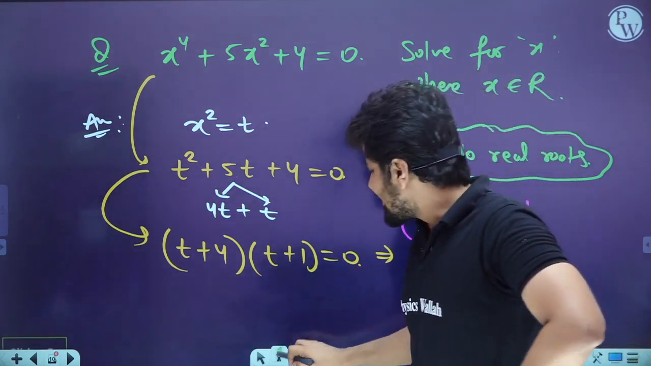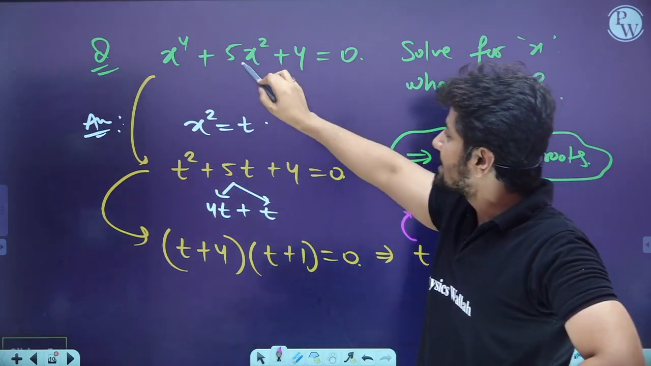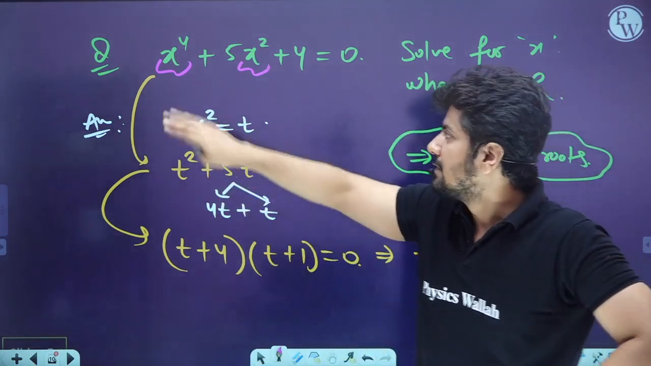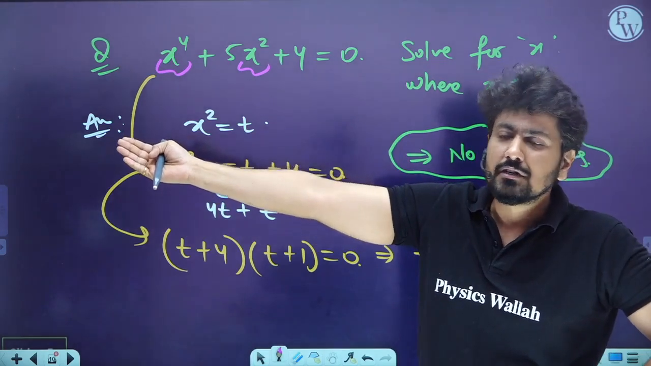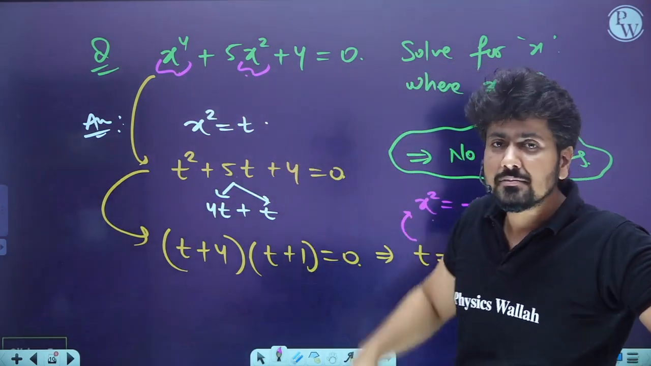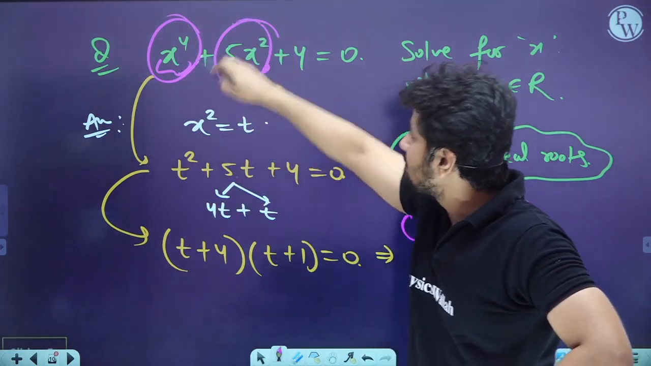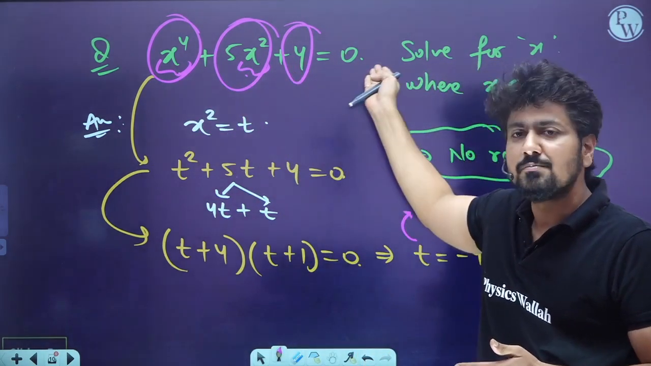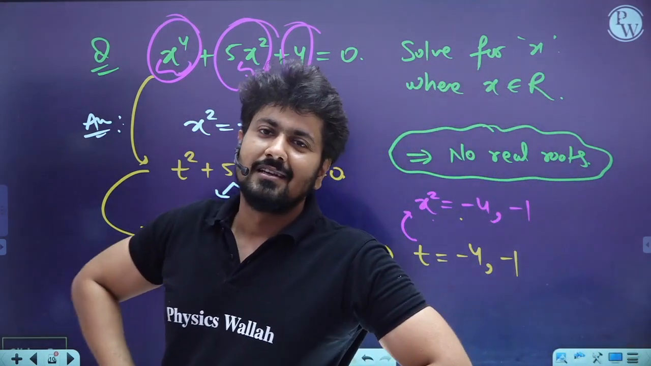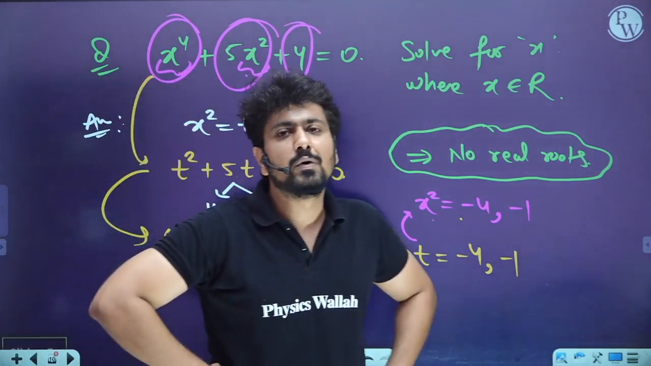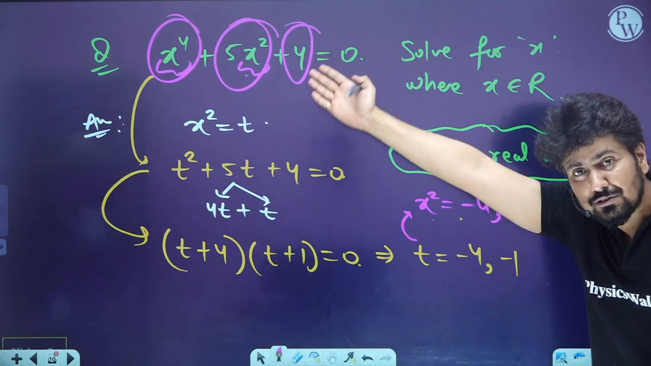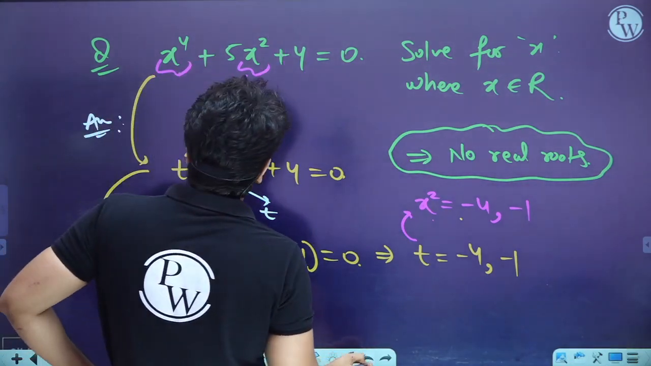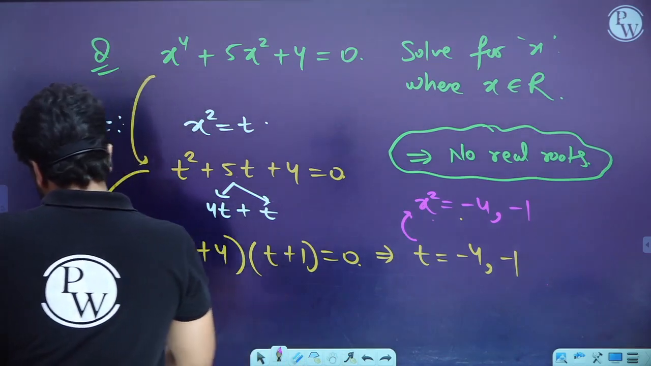So if we think about it logically, x square is always positive, x raised to the power 4 is always positive. Square of any real number is always positive, power 4 of any real number is always positive. So we can see that these are three positive terms. This term is positive, this term is positive, this term is also positive. How is it possible that the sum of three positive terms becomes equal to 0? It's not possible. The sum of three positive terms can never be equal to 0. So that is why there is no real solution. Our observation also tells us the same, that there are no real numbers satisfying this equation. Okay, cool. Now let's move ahead.